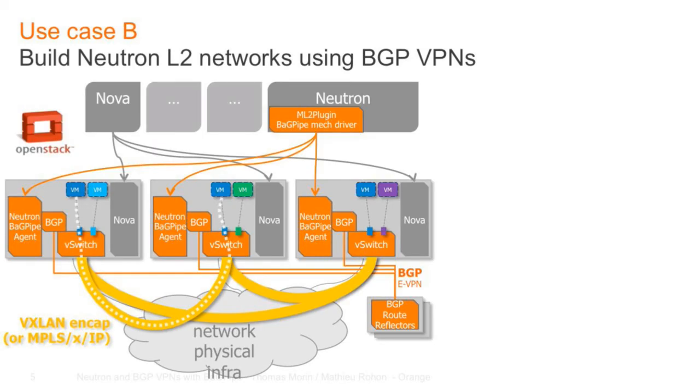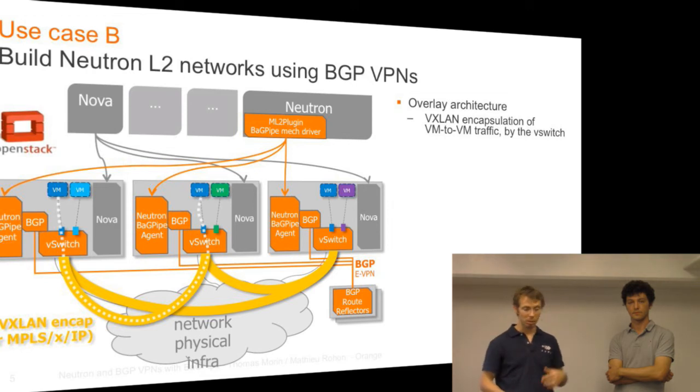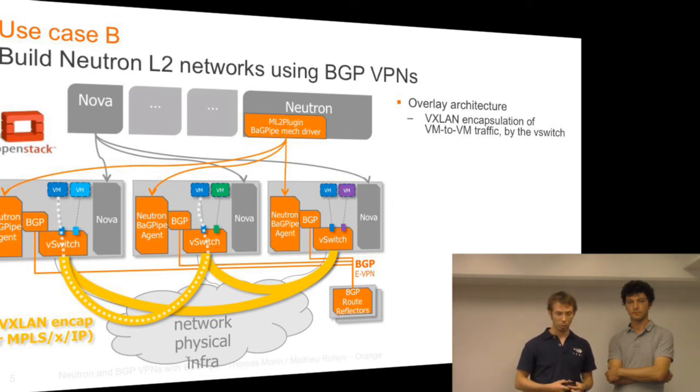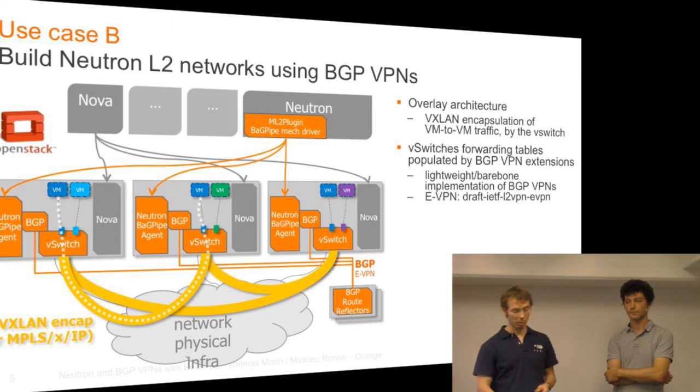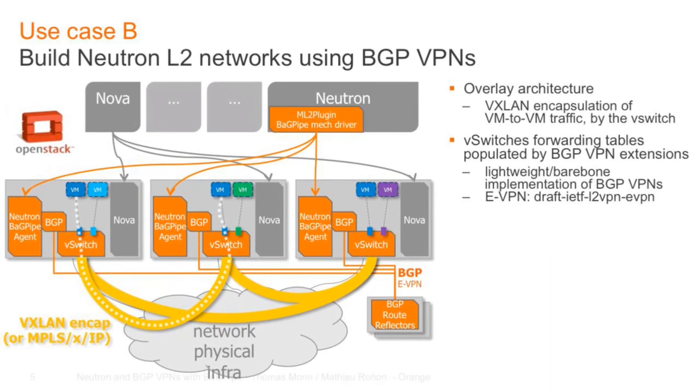The architecture that we propose is to rely on an overlay architecture, which is similar to other solutions existing today in Neutron. So VXLAN encapsulation is used to encapsulate VM to VM traffic. This encapsulation is done by the vSwitch. What we propose here, which is particular, is that the forwarding table of the vSwitch would be populated by the BGP VPN extensions. So, as Mathieu mentioned, we are focusing on an option consisting in having a lightweight, very simple, bare-bone implementation of BGP VPNs.